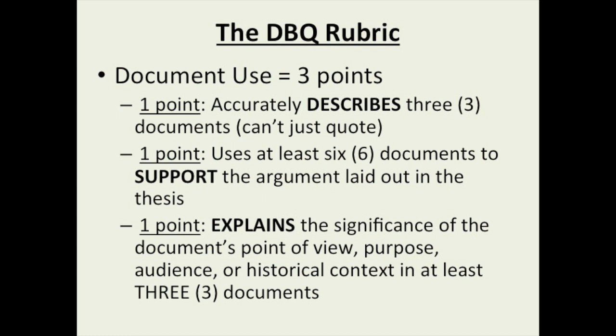And historical context, kind of bigger picture, what's going on, that explains, simply put, the context of that document. So if there's a wartime recruitment poster, if you said, this occurs during World War II when more people were needed for the war effort, that kind of thing, if you explain that out, that could be an example of context. So to get all 3 document use points, you have to describe at least 3 of the documents, use at least 6 of them to support your argument, and then explain or source 3 of them.